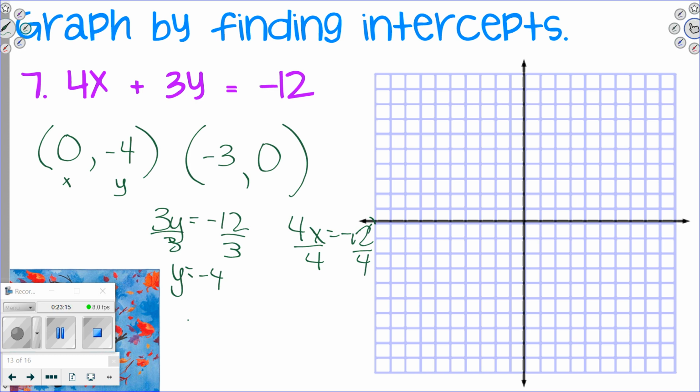Do you see where this could be pretty quick, right? Just plug in a 0, cover that part, solve it. 0 for the other one, cover that up, solve it. And if you can do that in your head, by all means, do that in your head. So let's just plot them.